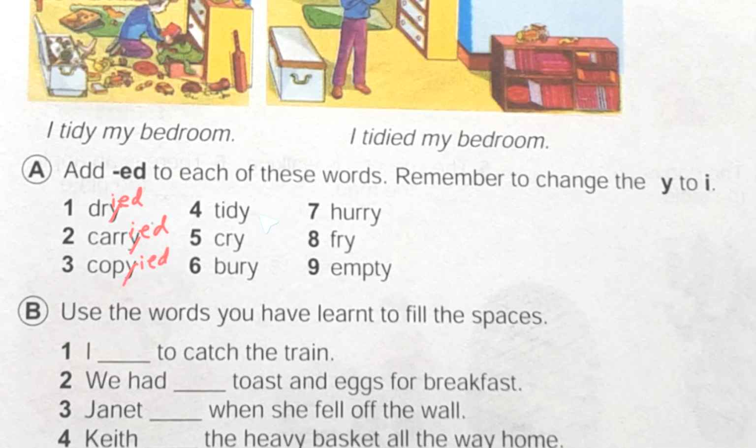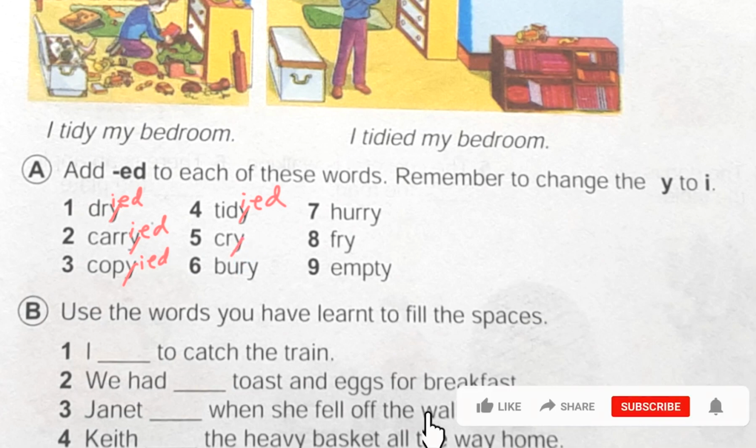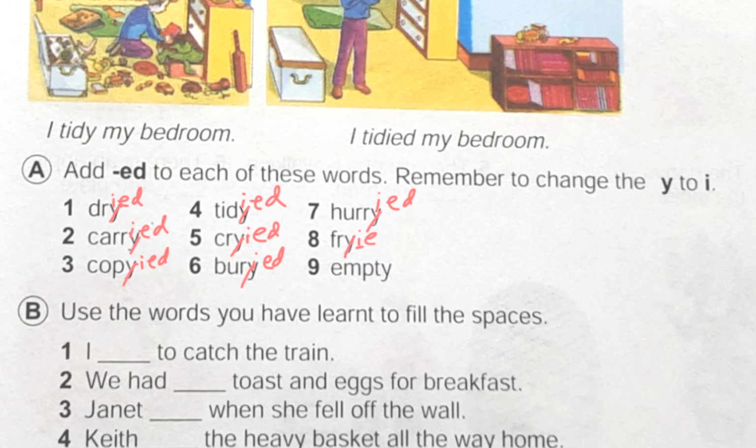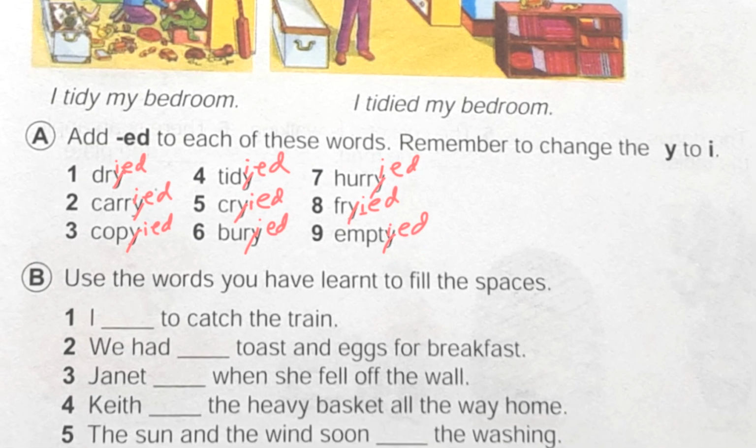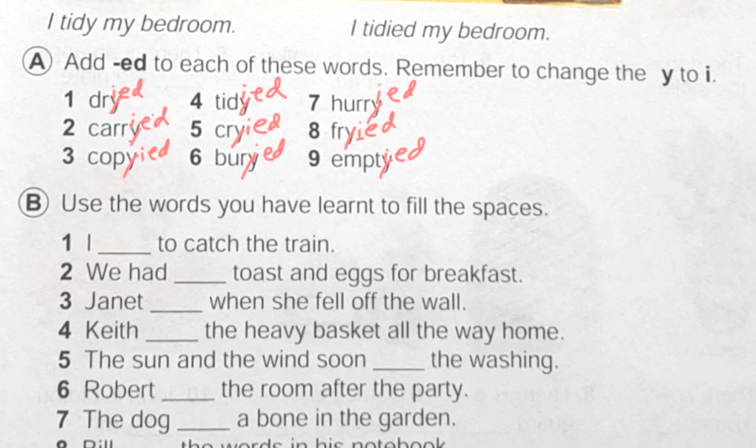Copied. Tidy, what will it be? Tidy will be I then ed. Tidied. Cry, I then ed. So easy. Bury, I then ed. Hurry, I then ed. Hurried. Fry, then this ed, fried. And empty will be I and ed. Now we will do B number exercise.